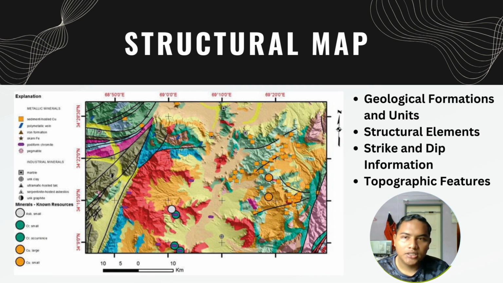The next point is strike and dip information. Strike and dip are fundamental measurements in structural geology. The map includes strike and dip symbols or numerical values to indicate the orientation and inclination of rock layers and structural features. And the last point in this slide is topographic features. The map often integrates topographic features such as elevation, contours, rivers, and mountains. Understanding the relationship between geological structure and topography helps geologists interpret the geological history of an area.